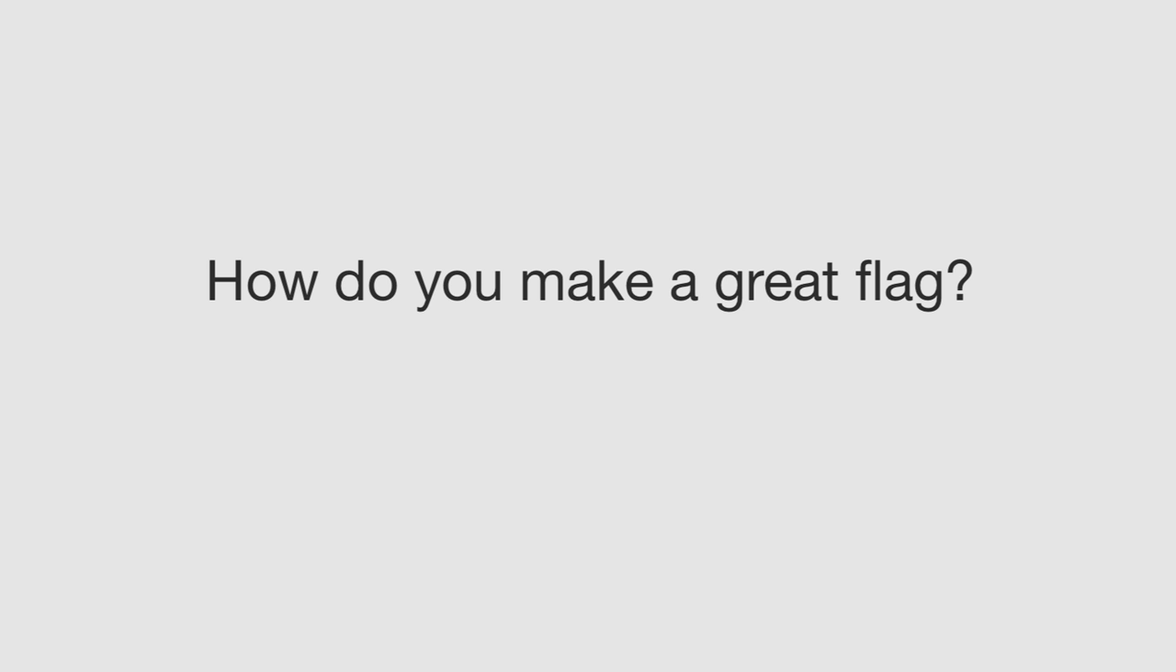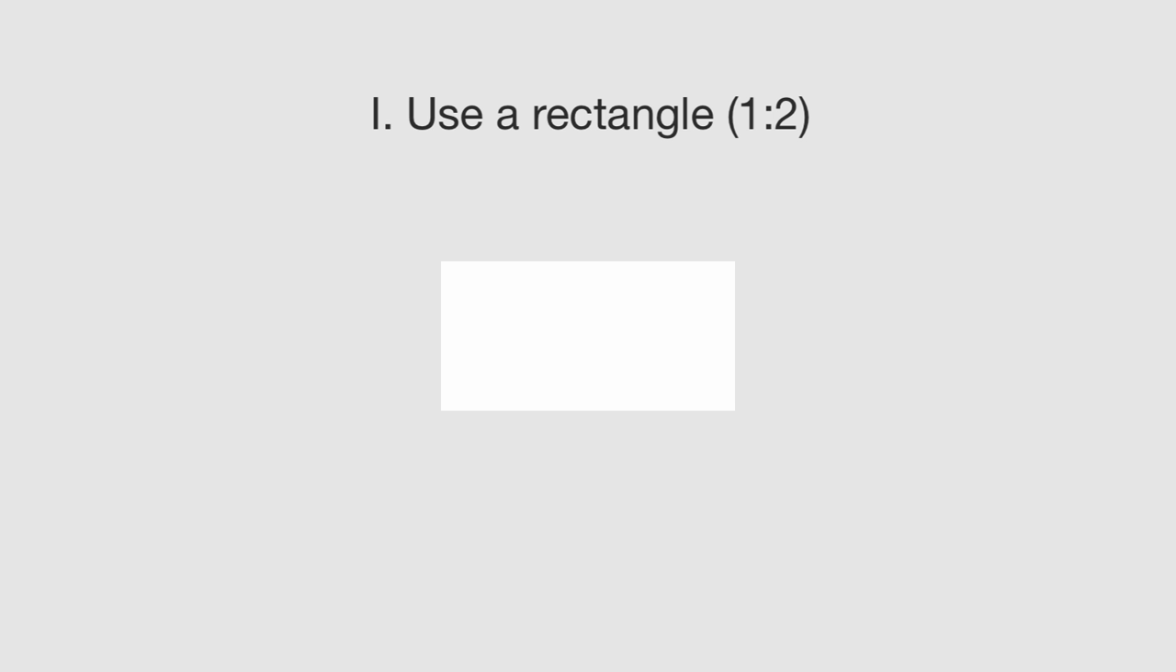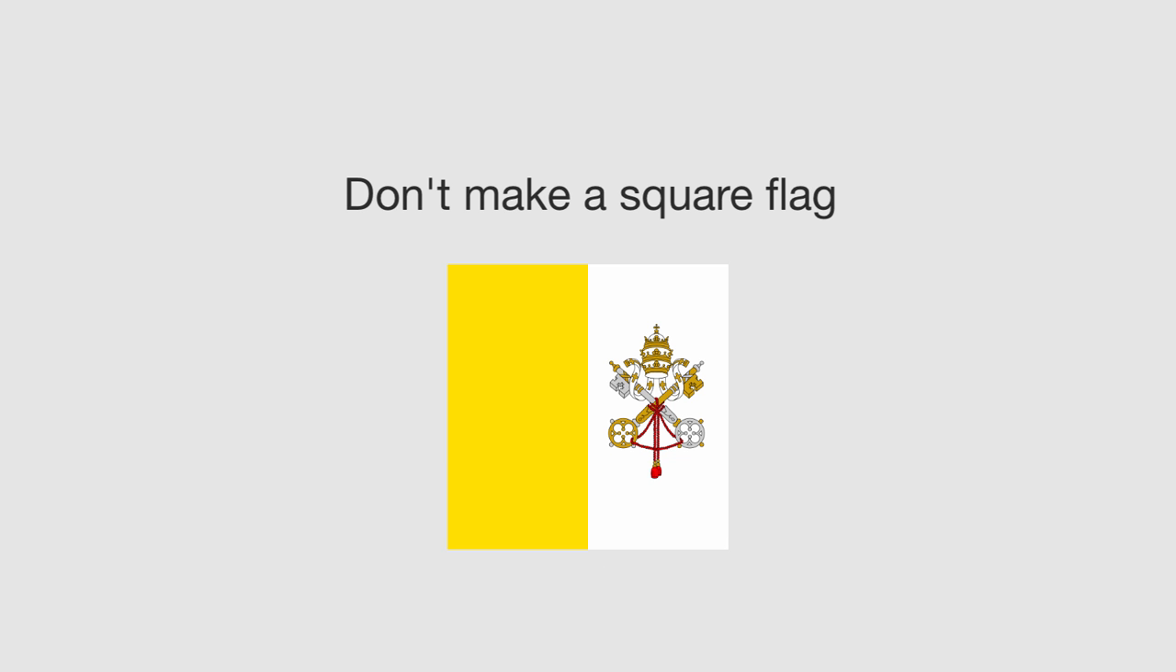How do you make a great flag? I'm going to tell you in 60 seconds. 1. Start with a rectangle with 1 to 2 proportions. Don't make a square flag. Looking at you, Vatican City.